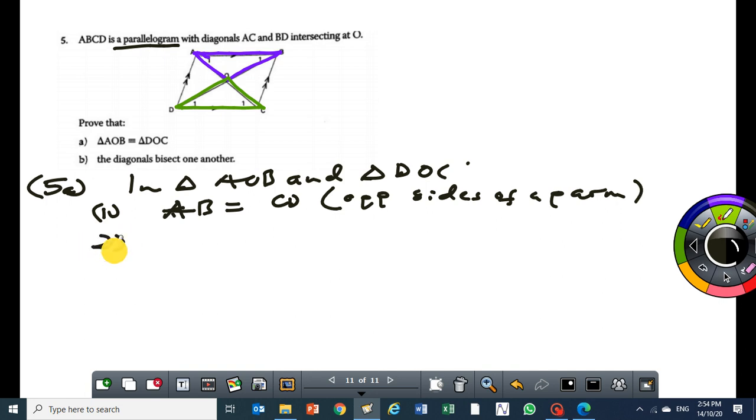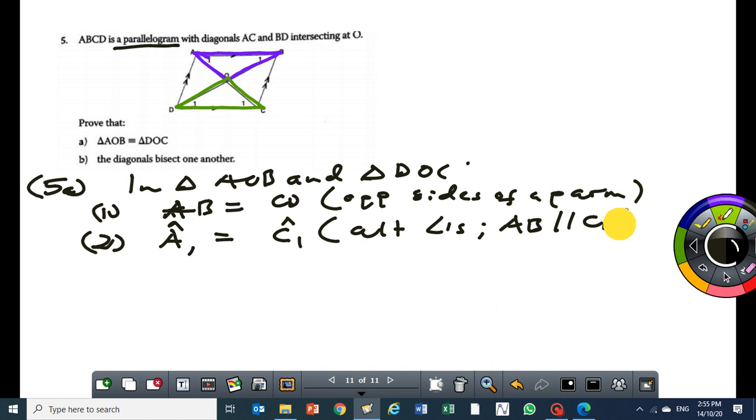Then number two, so I'm going to say A1 is equal to C1. Why? Because they are alternate angles. And then you must state the lines that are parallel. Okay? So our AC here is the transversal, which means AB is parallel to CD. So I'll write that down. AB is parallel to CD.